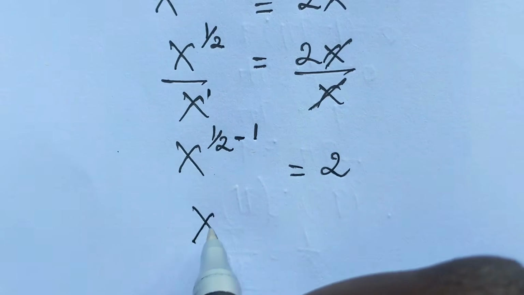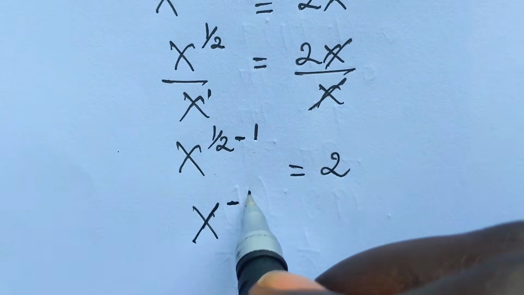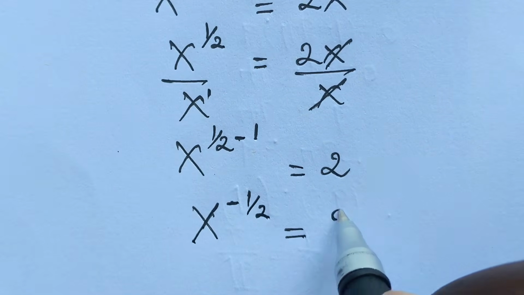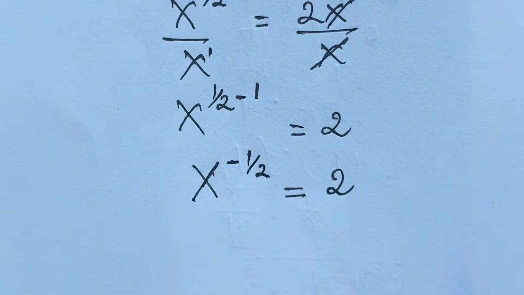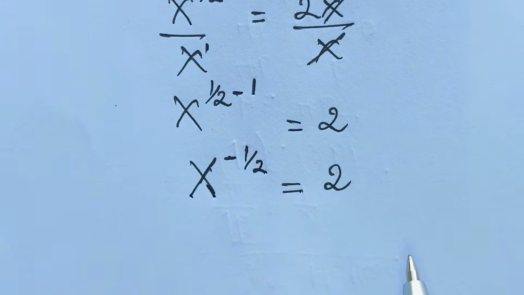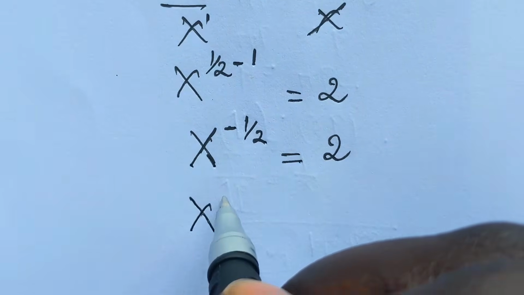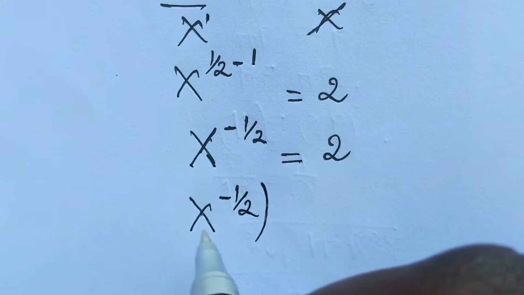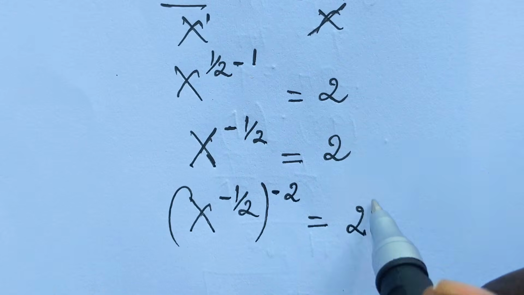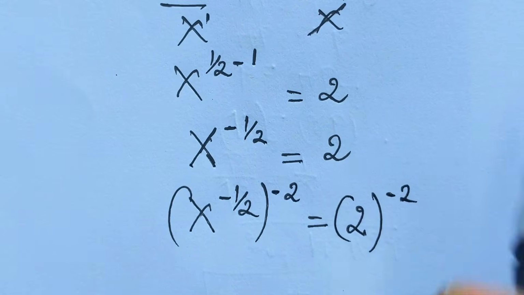This will be x power negative 1 over 2, which equals 2. And of course we want to remove this negative 1 over 2 that we have right here. We shall write x power negative 1 over 2, all to the power negative 2, which equals 2 power negative 2.